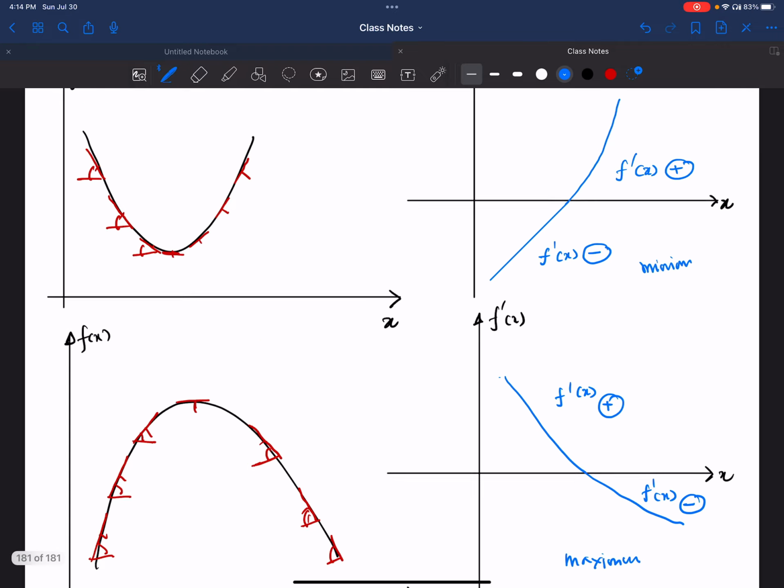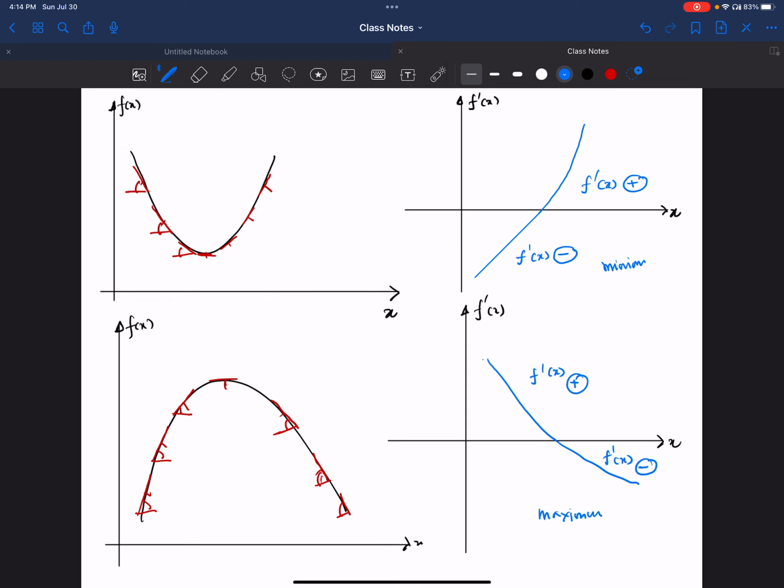See the case? When the sign of f prime of x changes from negative to positive, it's a minimum. When the sign changes from positive to negative, it's a local maximum. Positive to negative is a local maximum. Negative to positive is a local minimum.